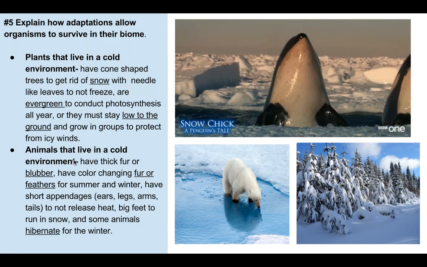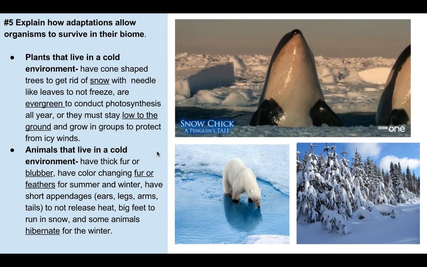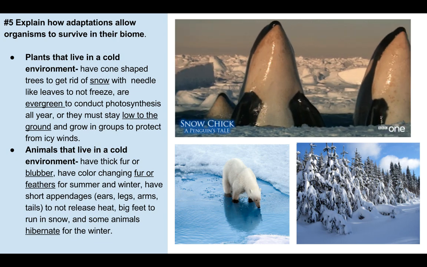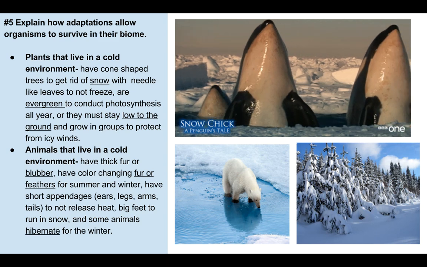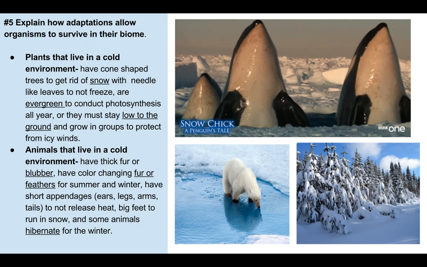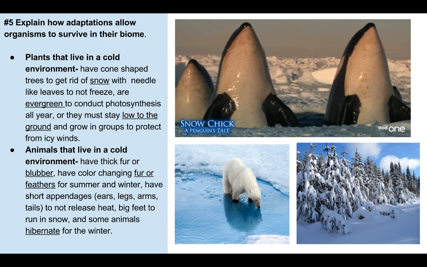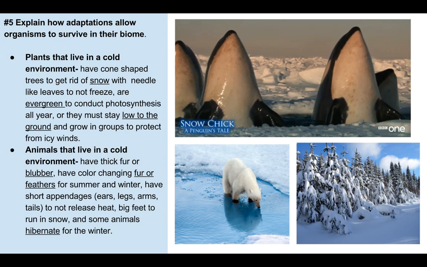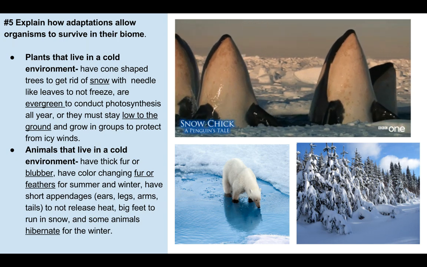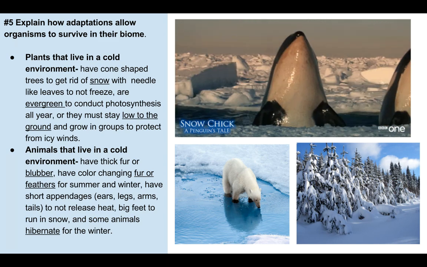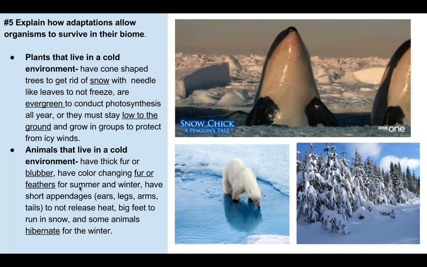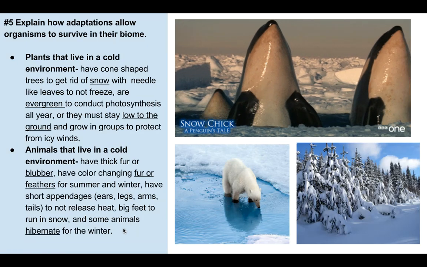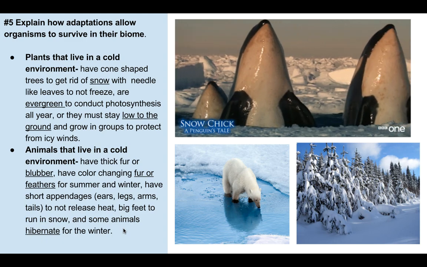Animals that live in a cold environment, so some of these have thick fur or blubber, have color-changing fur or feathers for summer and winter, have short appendages. So when we talk about appendages, we're talking about short ears, short legs, arms, tails. So those are appendages. And do not release heat, big feet that run in the snow, and some animals hibernate in winter. So these are all characteristics of animals that may live in a cold environment.